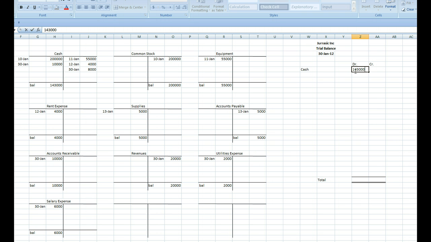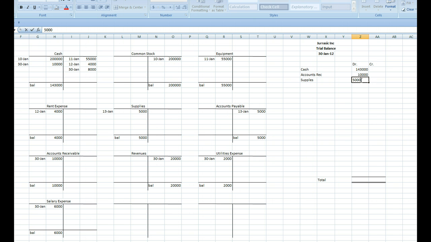Next, we go and look at the next asset. The next asset here, again in order of liquidity, is accounts receivable. Accounts receivable goes here, and we look at accounts receivable balance. Our accounts receivable balance is 10,000. Again, a debit balance, so we put that 10,000 on the debit side. The next asset that we have is supplies. So we would go ahead and put our supplies next. The balance of supplies is 5,000. Again, a debit balance, so we put 5,000 in our trial balance.